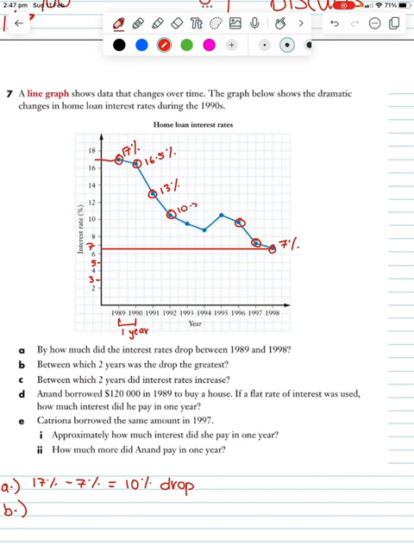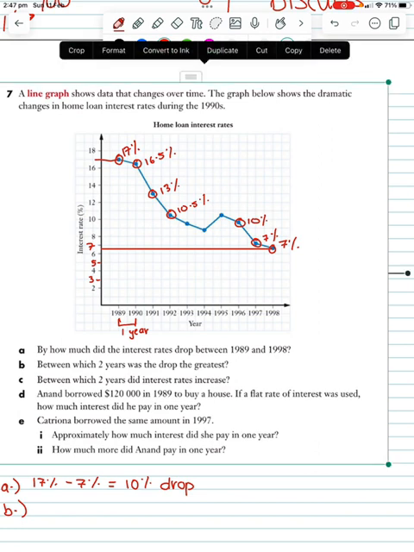10.5, and this one here will be 10%, and this one will be 7%. So I'm just doing this so that I can quickly work out where my biggest drop is.